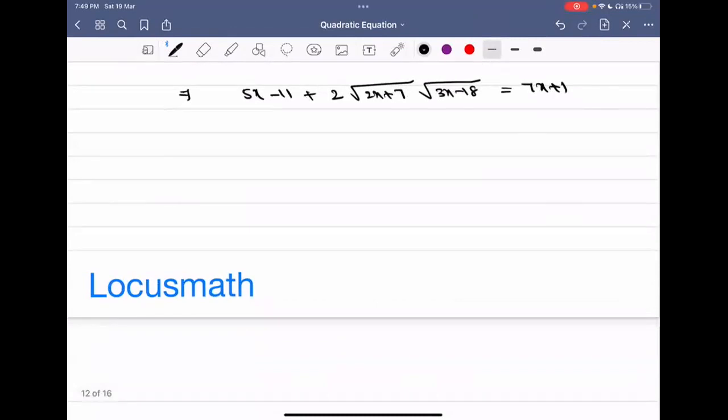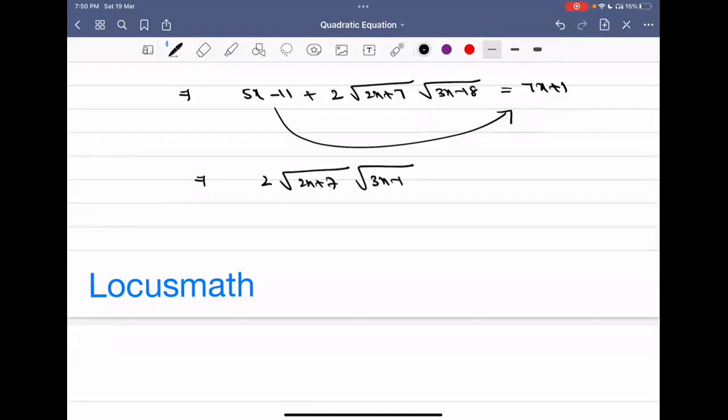So next, what you do is you take out this 5x and 11x to this side. You keep this 2 into under root 2x plus 7 and under root 3x minus 18 on the left hand side. Then what you get? This implies 2 times under root 2x plus 7 into 3x minus 18 is equal to 7x minus 5, 2x minus 11 plus 1, that is 12.